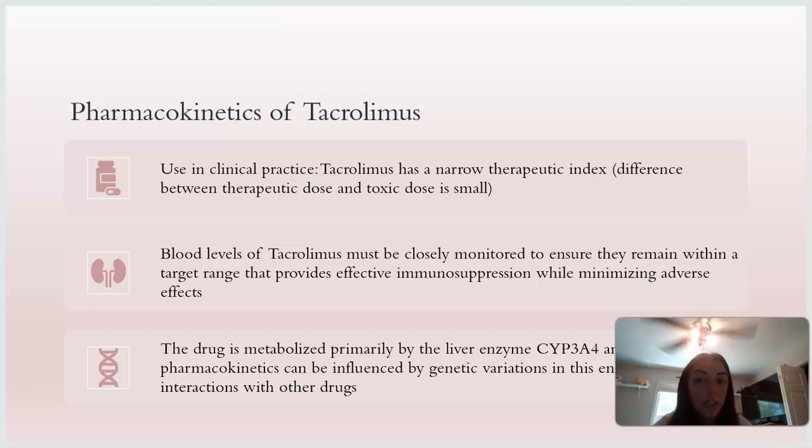Now, there are some downsides to tacrolimus. In clinical practice, it has a narrow therapeutic index, which means that the difference between the therapeutic dose and toxic dose is pretty small. So blood levels of tacrolimus must be closely monitored to ensure that they remain within the target range that provides effective immunosuppression while still minimizing adverse effects. The drug is metabolized primarily by the liver enzyme CYP3A4, and its pharmacokinetics can be influenced by genetic variations in this enzyme and by interactions with other drugs.